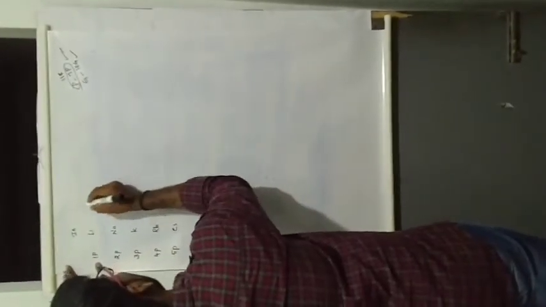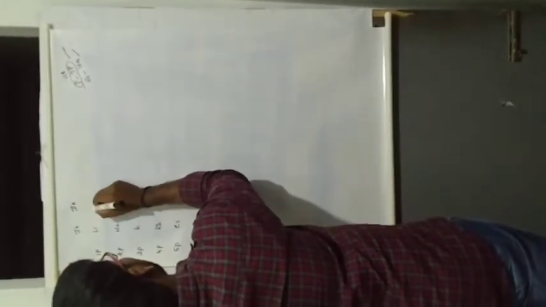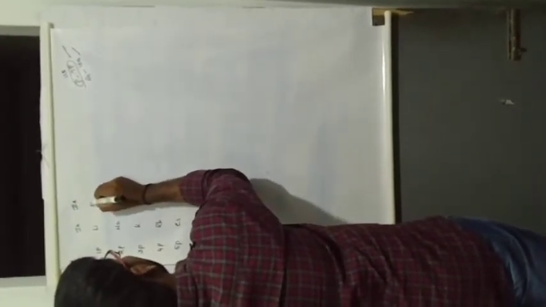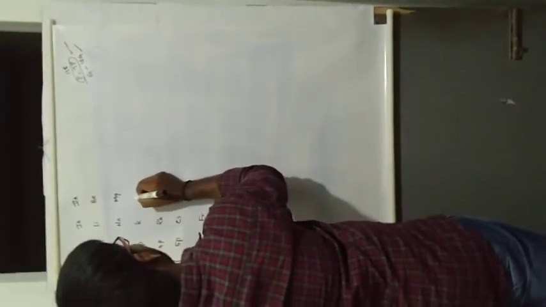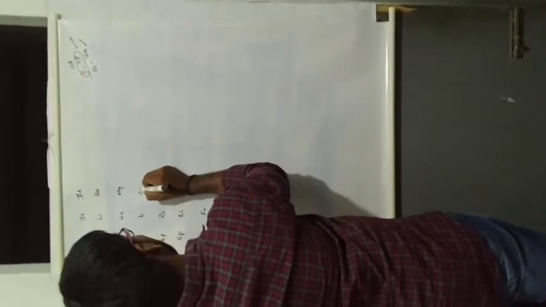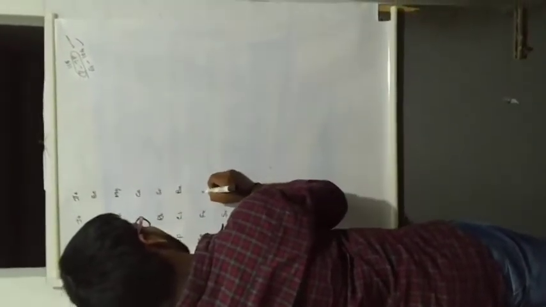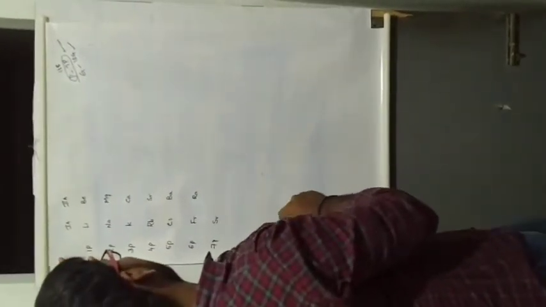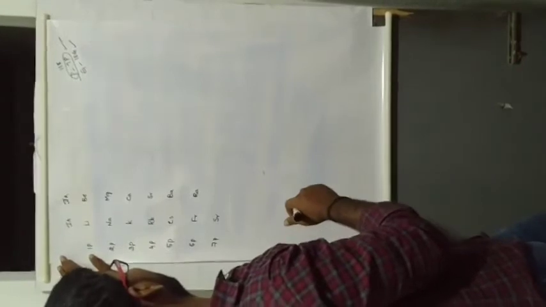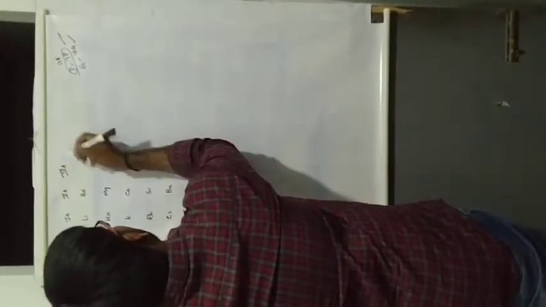Next, the 2A group elements. What are the 2A group elements? Beryllium, magnesium, calcium, strontium, barium and radium. Next, the 3A group elements.